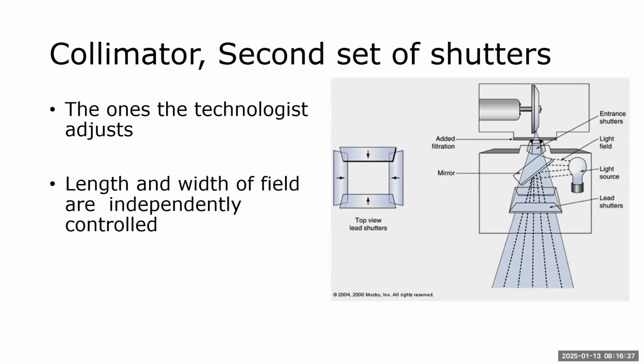The length and the width of the field are independently controlled. So we can narrow it in the width without changing the length if we want to, or we can leave the width and do the length, or we can do both. So the length and width are independent of one another.